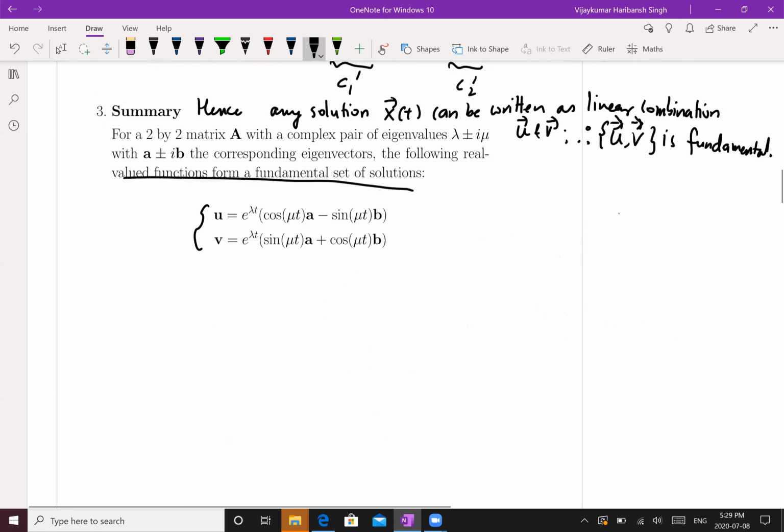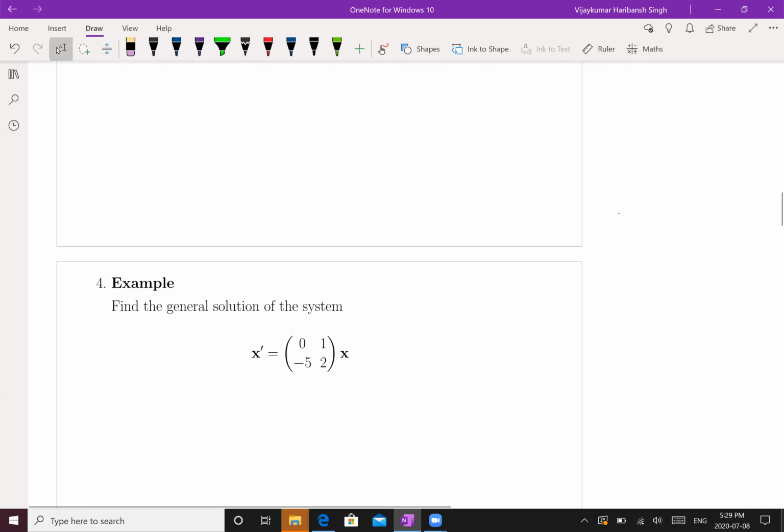So let's deal with an example. So consider the following system. Here your A is this guy. So first step, step one. So steps.